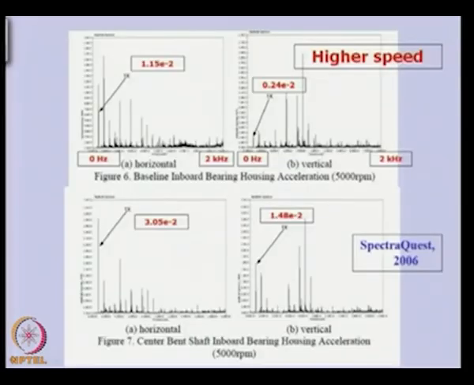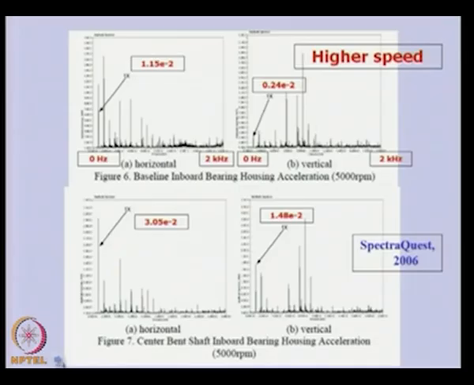This is the same experiment at a slightly higher speed, 5000 rpm. This has been taken from SpectraQuest case studies. Here you can see this corresponds to the rotational speed of the shaft. This is in the horizontal direction and this is the vertical direction. This is a baseline, that means without bend, and this is with bend. With bend we can see there is a change in the amplitude of vibration. Now, a quite drastic change in the amplitude of vibration at the rotational speed frequency is observed.